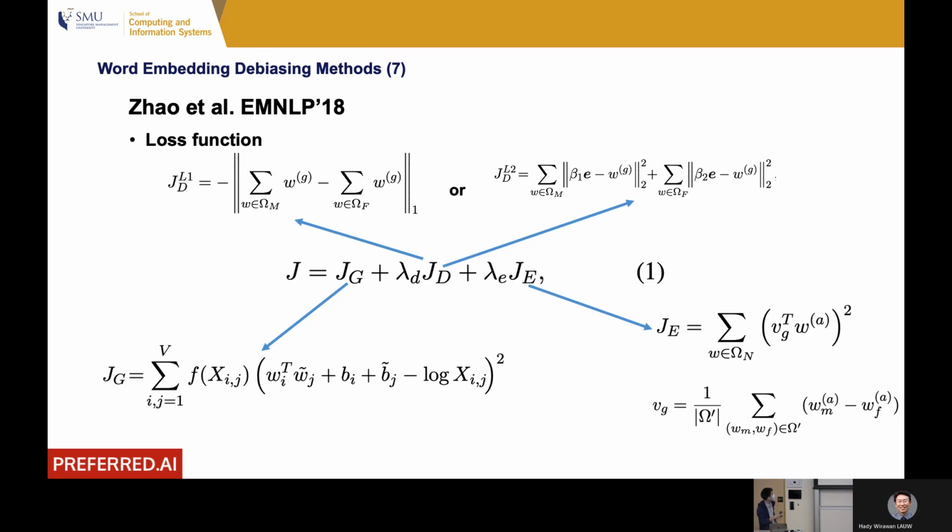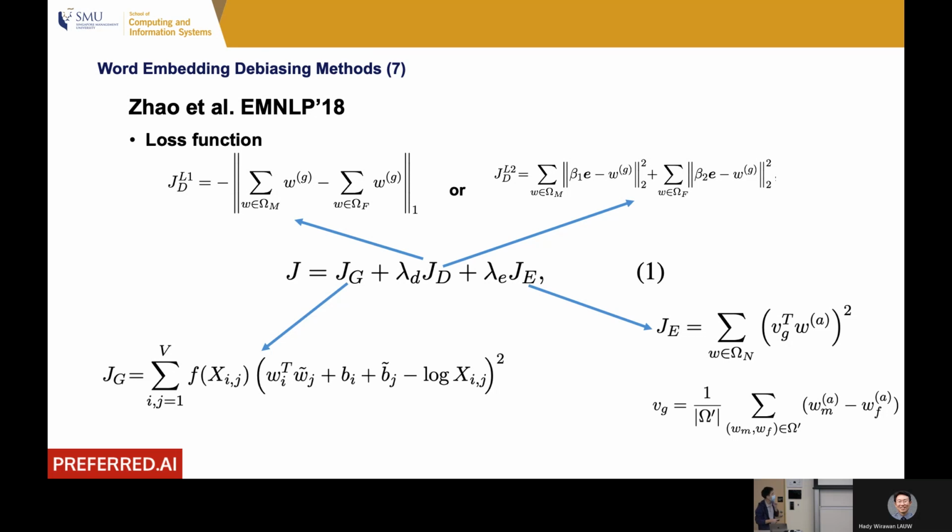For L1, omega M here is the words for male and omega F is the words for female. L1 means they try to minimize the difference between the vectors of male and female words. And L2 here means they push male and female vectors to different spaces, because E here is one vector, with B1 for male being 1 and for female being -1. This means that they push the male vector to 1 and the female vector to -1.